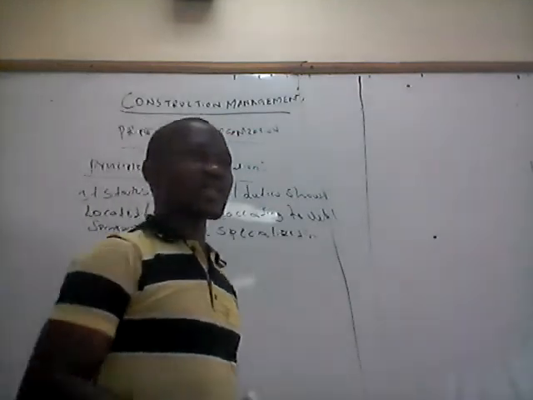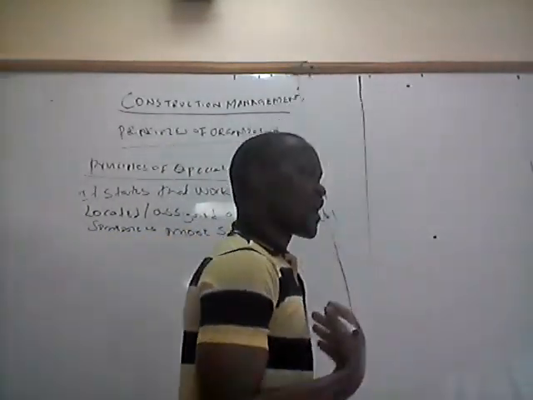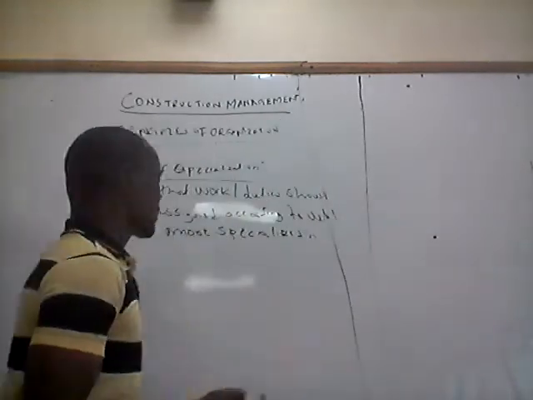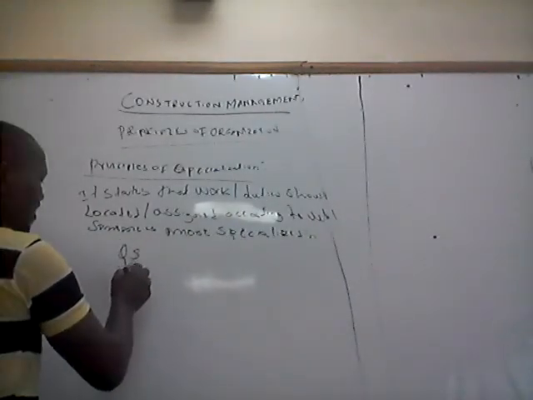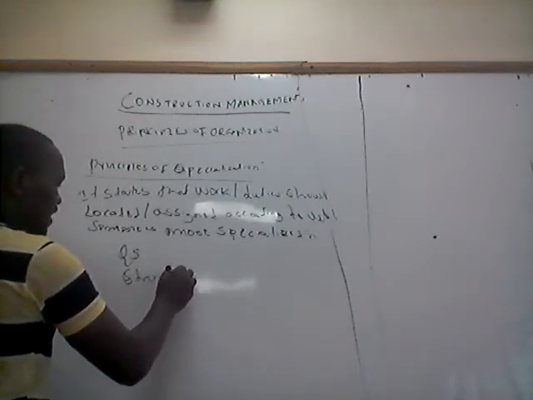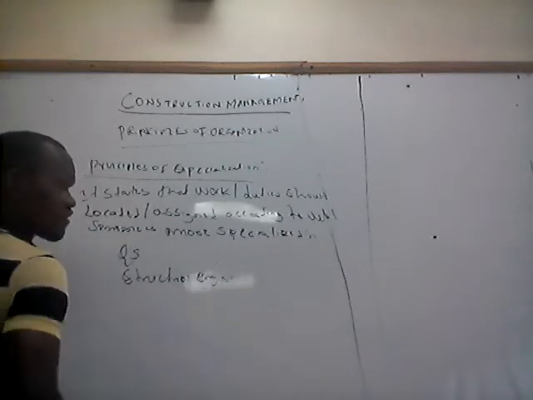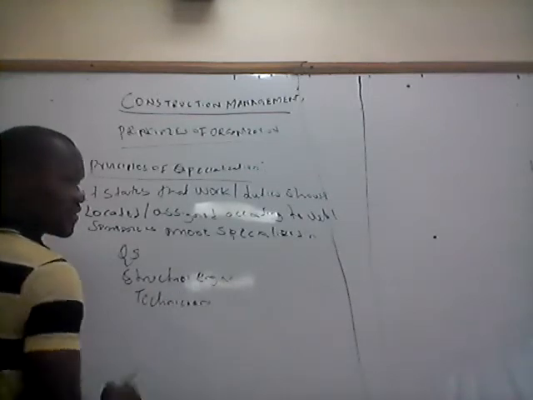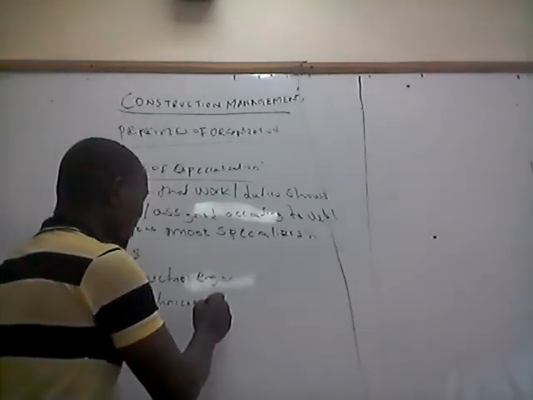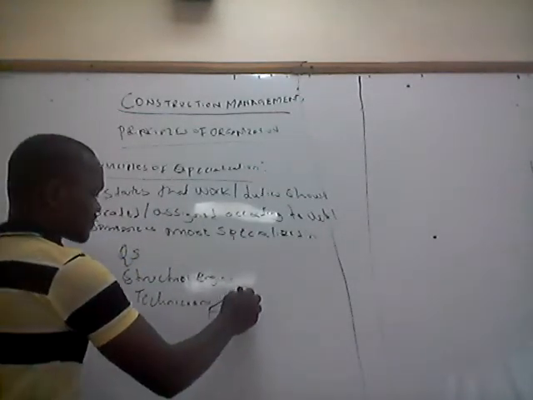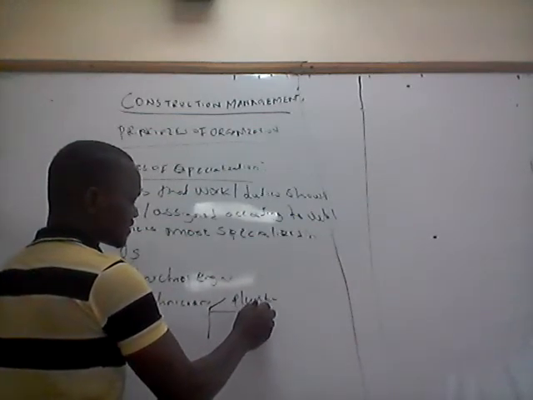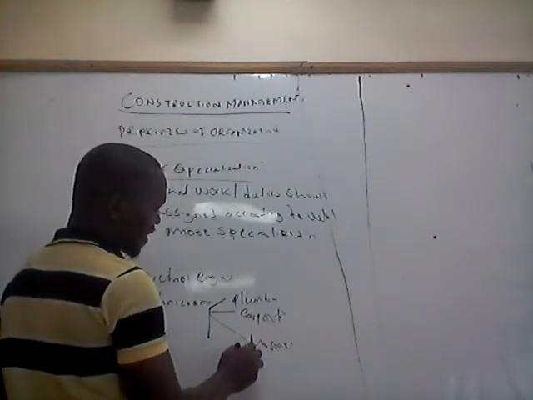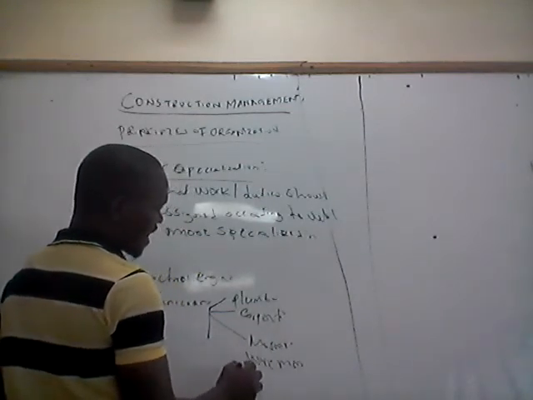For example, a construction site has various departments or disciplines. You can have the quantity surveyors, the structural engineers, and the technicians. Under the technicians, you can have the plumbers, the carpenters, the masons, the wiremen, and the tilers.